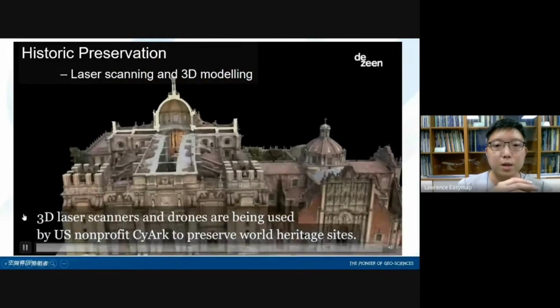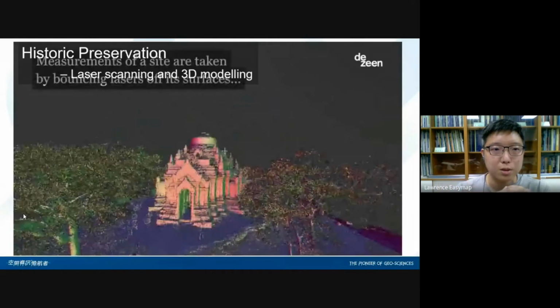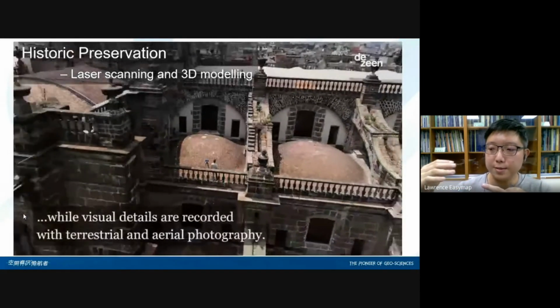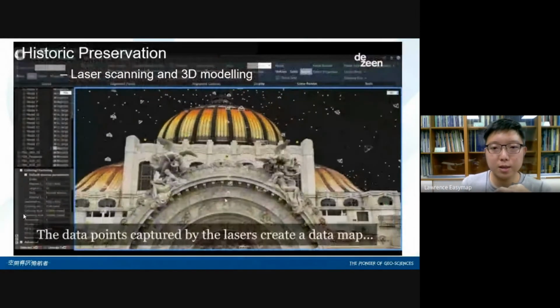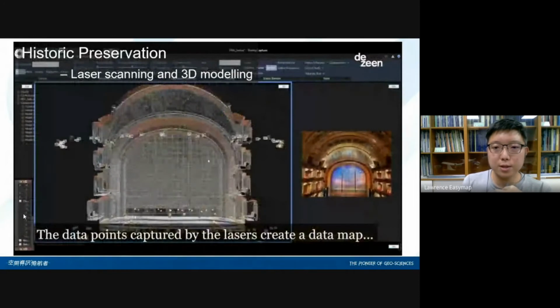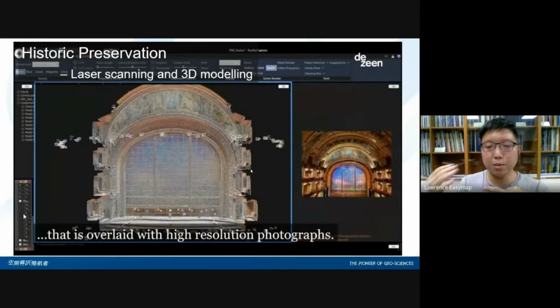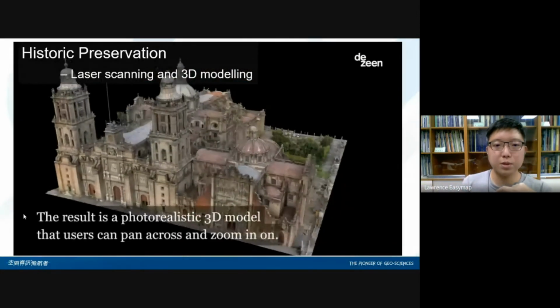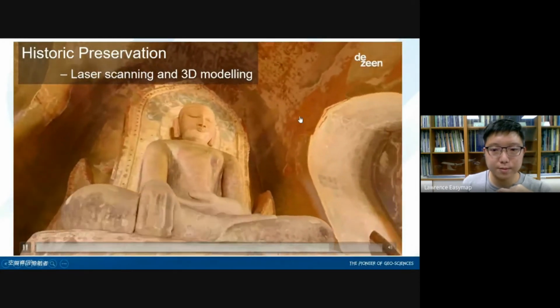Okay. UAV photography can also be applied to historic preservation. We mentioned previously that the UAV can carry cameras, and on the other hand, it can carry other things, like a laser scanner. So operators can scan historical buildings and build 3D models with very decent detail, just like this.